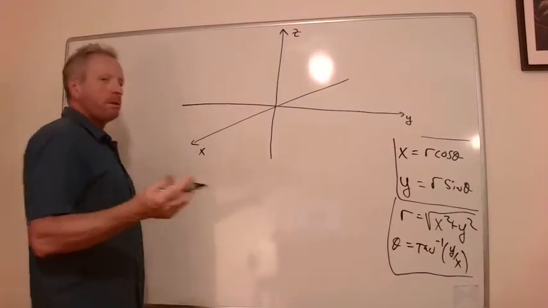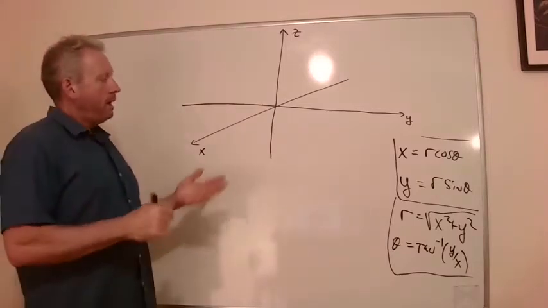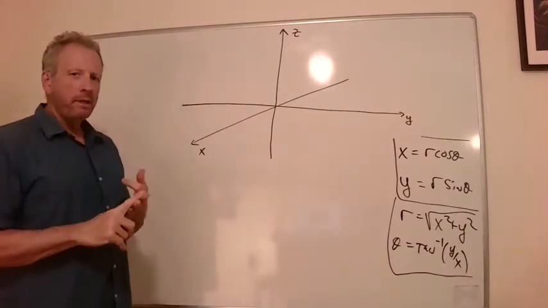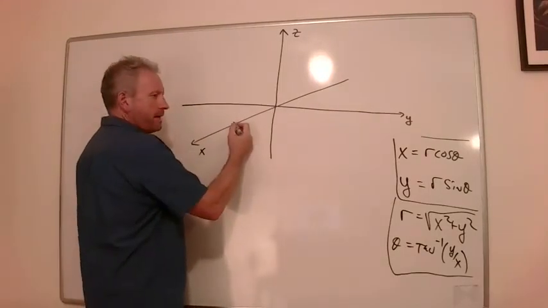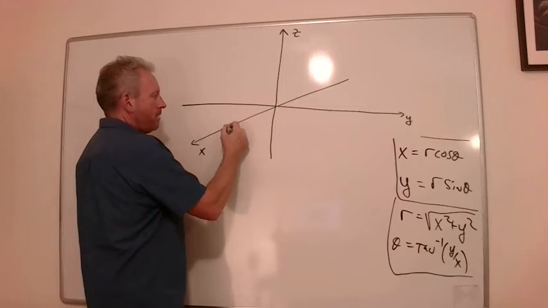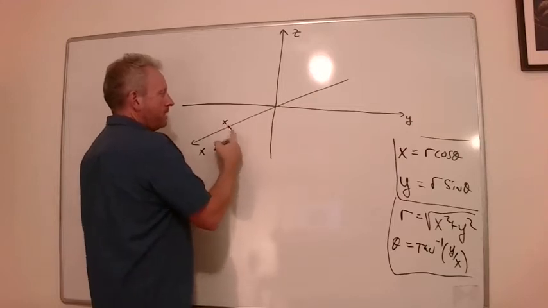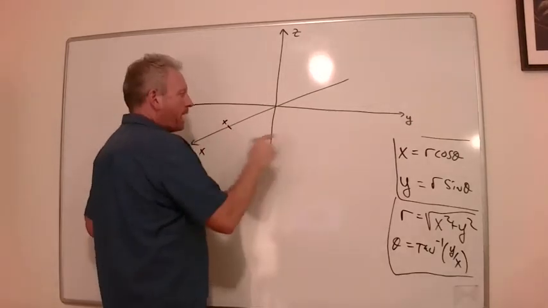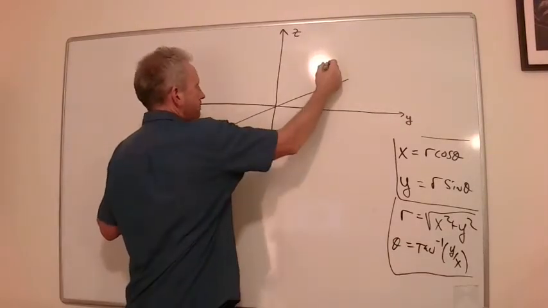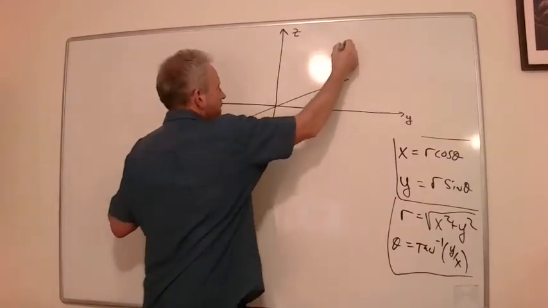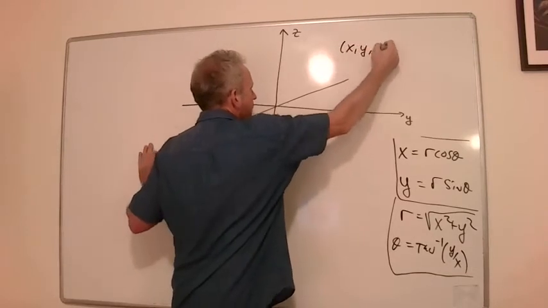So how would I normally think to specify this point? I would give you the x-coordinate, the y-coordinate, and the z-coordinate. So we come out some distance on the x-axis, out here. Let's say that's x. And then we go out in the y direction some distance. And then maybe we go up in the z direction. So we get this point right here, x comma y comma z.